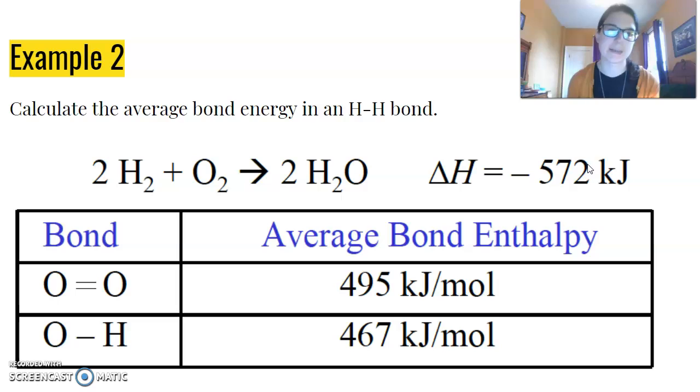And here we have another example. Calculate the average bond energy in an H to H bond. So in this case, we're again given the chemical equation. We're given the delta H of the reaction as negative 572 kilojoules, but we're trying to figure out what the bond enthalpy of this bond in H2 is. So we're kind of working backwards here.